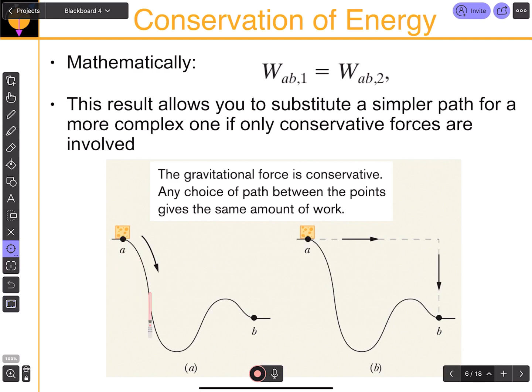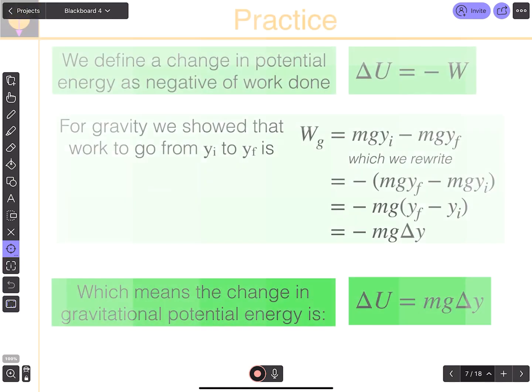If it follows down this path, up, back down, and over to B, the work done by gravity as it goes from A to B will be the same as if we just move it sideways where no work is done and then move it straight down. Okay, so that's the type of situation that we're going to use.